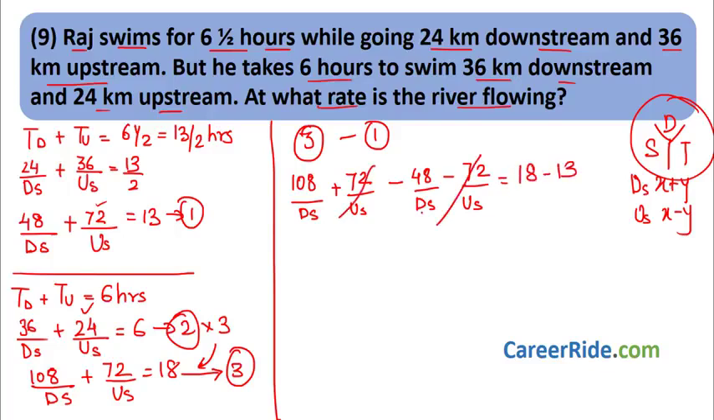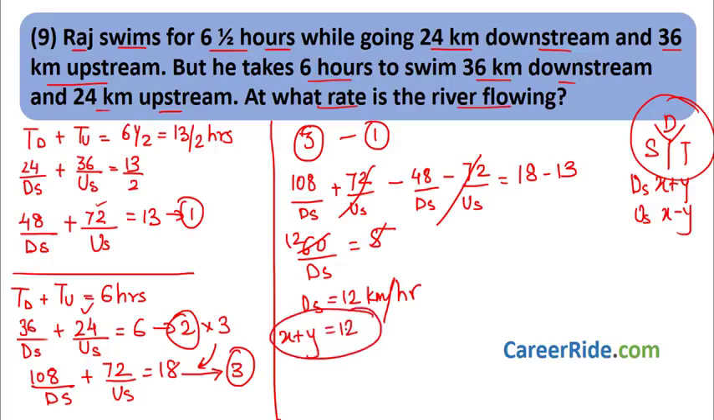So this would get cancelled. We will get 108 minus 48, that would be 60 upon downstream speed, would be equal to 18 minus 13 is 5. 5 12s are 60, so downstream speed is 12 kilometers per hour. But we know what downstream speed is. It is nothing but x plus y. So x plus y is 12. So keep it like this.